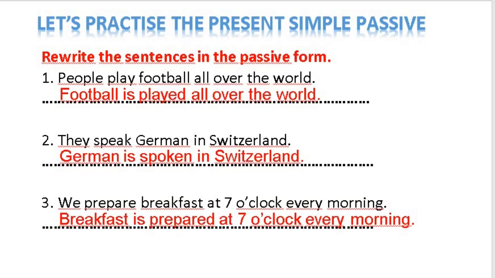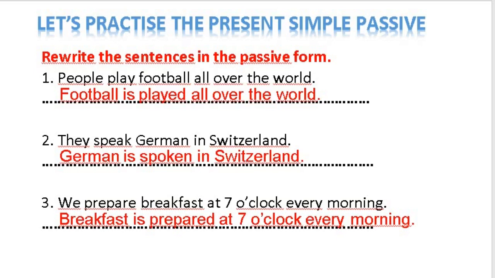Now let's make it passive. While making it passive, we put the object at the beginning of our sentence. So what is our object? Our object is football. What is played by people all over the world? Football is played all over the world. In this sentence, we can also add by people at the end of the sentence, but it is not really necessary.